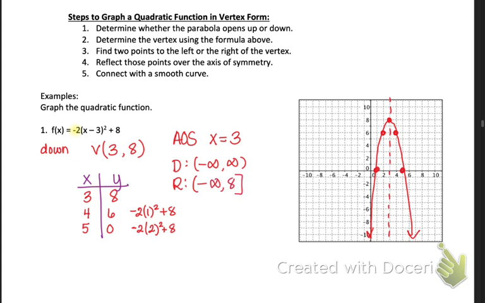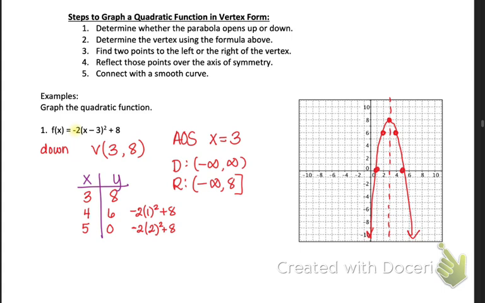Now, you can tell that without even having to graph it by knowing that the vertex is at 3, 8, and it opens down, so that's my highest y value. It has a maximum instead of a minimum, okay? So that's just a quick refresher on how to do that in vertex form.